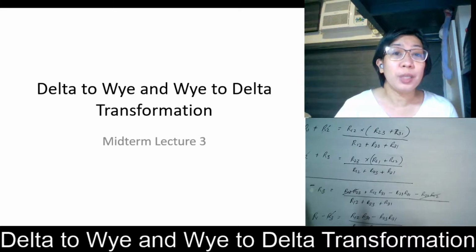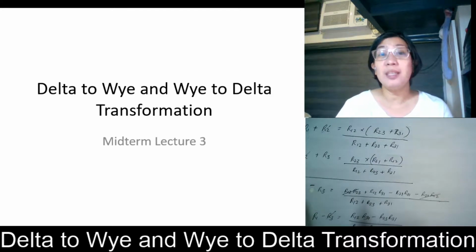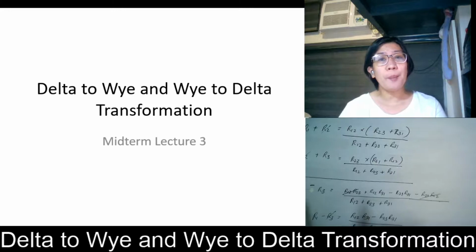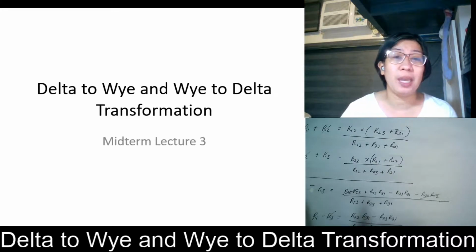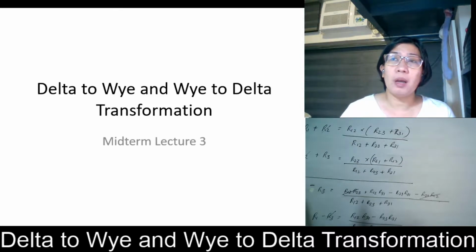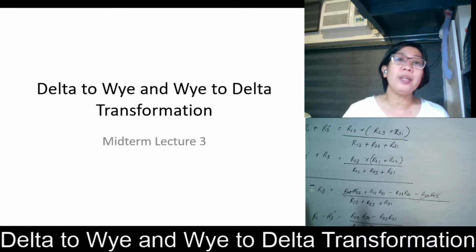However, there are certain circuits where it's really very difficult to identify whether they are connected in series or in parallel, especially when we are talking about bridges, or bridge circuits. For that, we have a certain technique or solution for us to convert a certain type of circuit or configuration to another configuration, whichever will be easier to identify in a certain circuit. We call this topic the delta to Y and Y to delta transformation.